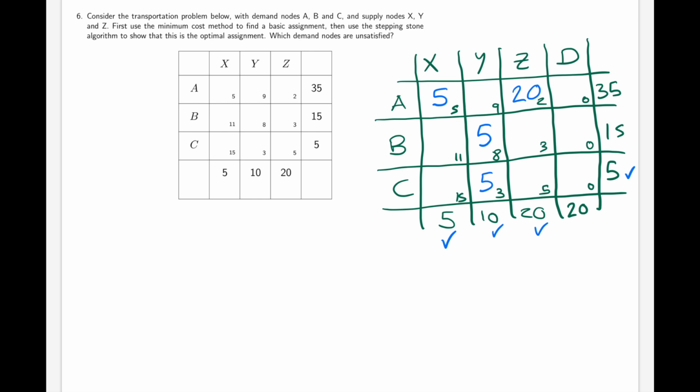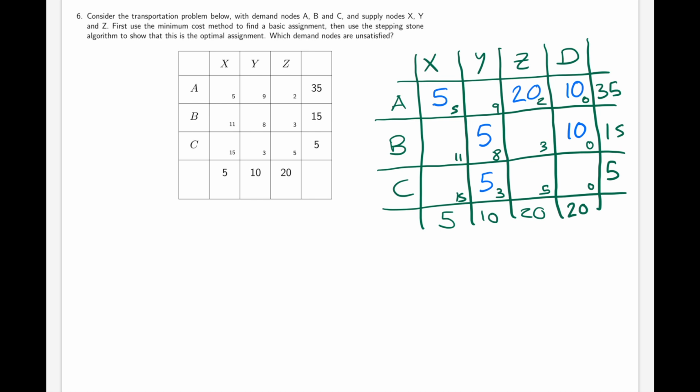So AD, we will fill that up as much as possible. And then BD, we will fill up as much as possible. And we do not need to fill up CD. So this allocation corresponds to demand node C being completely satisfied, but demand nodes A and B both being unsatisfied by 10 units each.